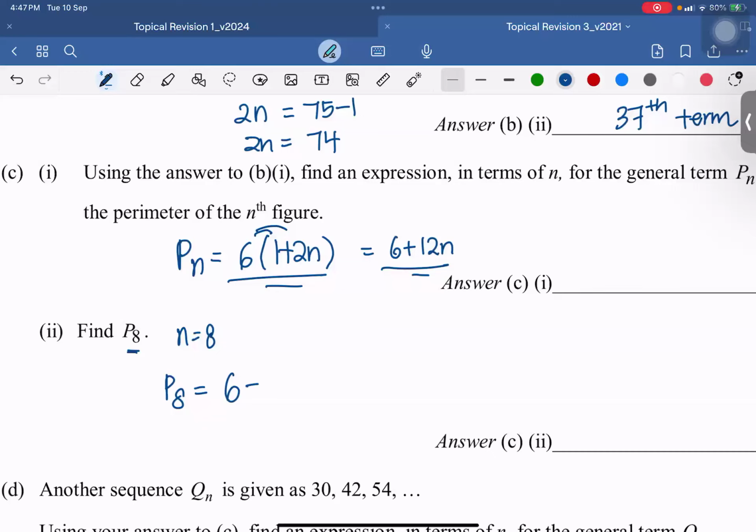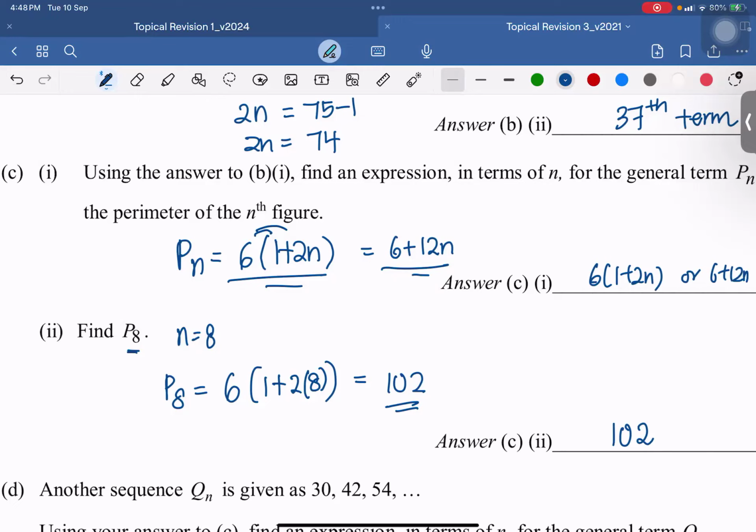6 bracket 1 plus 2 bracket 8. Okay, can. All right, so 6 bracket 1 plus 2 times 8. 2 times 8 is 16. 16 plus 1, 17, correct. 17 times 6. Answer 102. So this is the term. Okay, can?